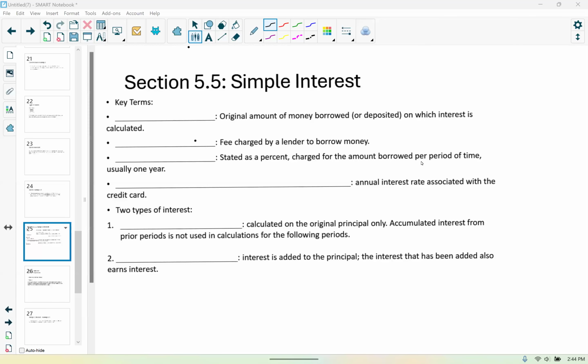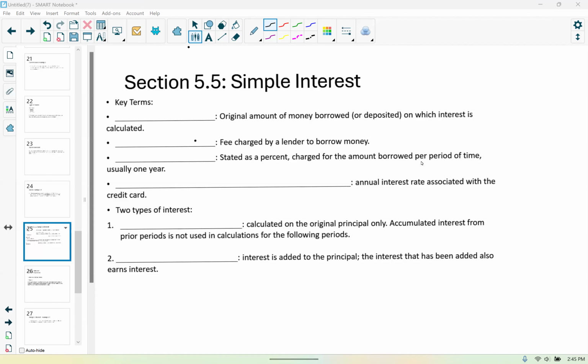So in this video, we're going to look at section 5.5, which is on simple interest. And this is the last section before the exam and the last part of chapter 5. So the first thing we're going to talk about is interest. There are a few key terms that you need to know about interest.